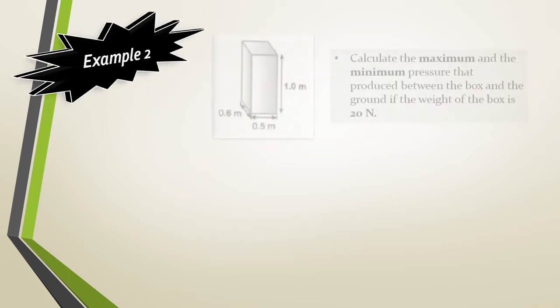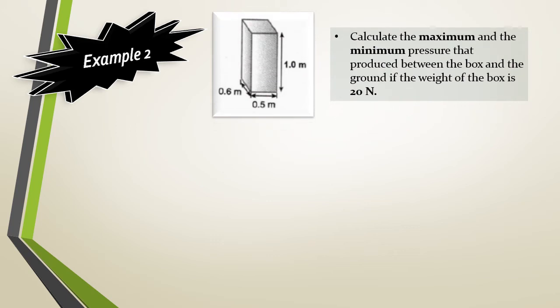Okay, second example. Ada diagram. Calculate the maximum and the minimum pressure produced between the box and the ground if the weight of the box is 20 Newton. So dekat sini dia dah bagi nilai F. Tapi dia minta cari maximum dengan minimum. So, back to the concept. Kalau kita nak pressure yang tinggi, kita kena ada surface area yang kecil. Okay, max pressure kena ada surface area yang kecil.